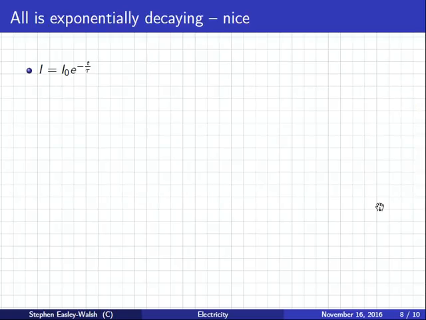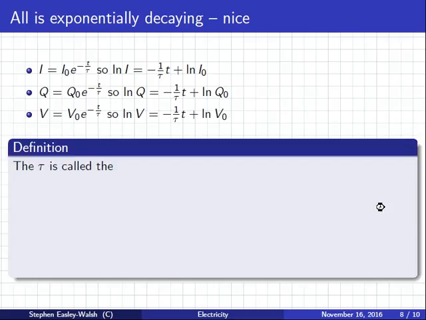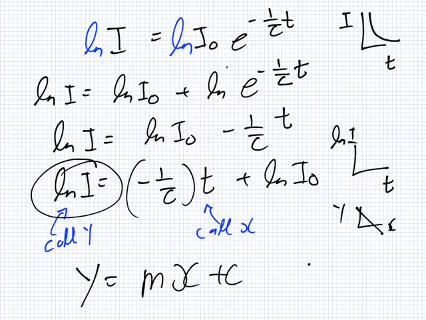So, what's nice is that this formula is true not just for I, but also for the charge. It decreases exponentially, so you get the same deal. And the voltage also decreases exponentially. So what's nice here is it's the same formula for all of them, except you just replace the I with a V or a Q or whatever you need. Yeah?